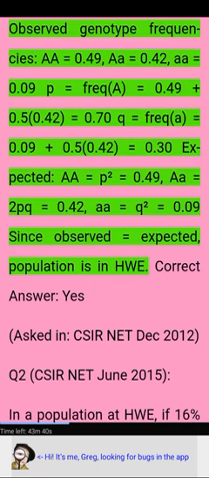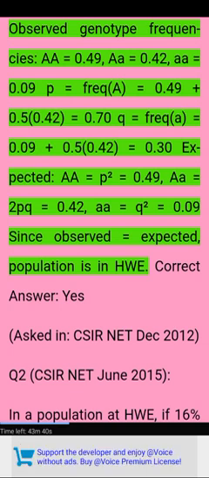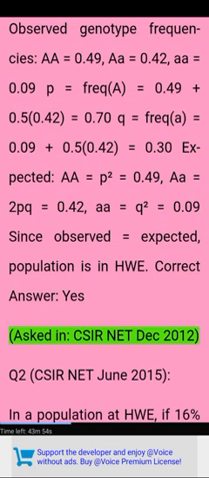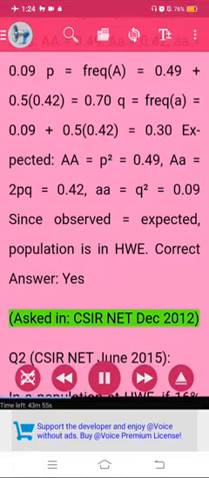Observed genotype frequencies: AA equals 0.49, Aa equals 0.42, aa equals 0.09. p equals frequency of A, equals 0.49 plus 0.5 times 0.42, equals 0.70. q equals frequency of a, equals 0.09 plus 0.5 times 0.42, equals 0.30. Expected: AA equals p squared equals 0.49, Aa equals 2pq equals 0.42, aa equals q squared equals 0.09. Since observed equals expected, the population is in HWE. Correct answer: yes. Asked in CSIR NET December 2012.